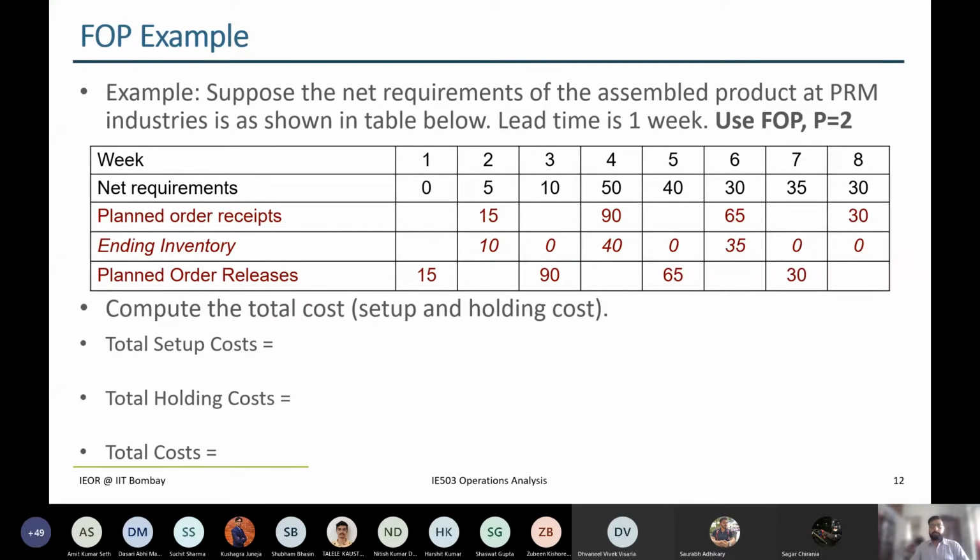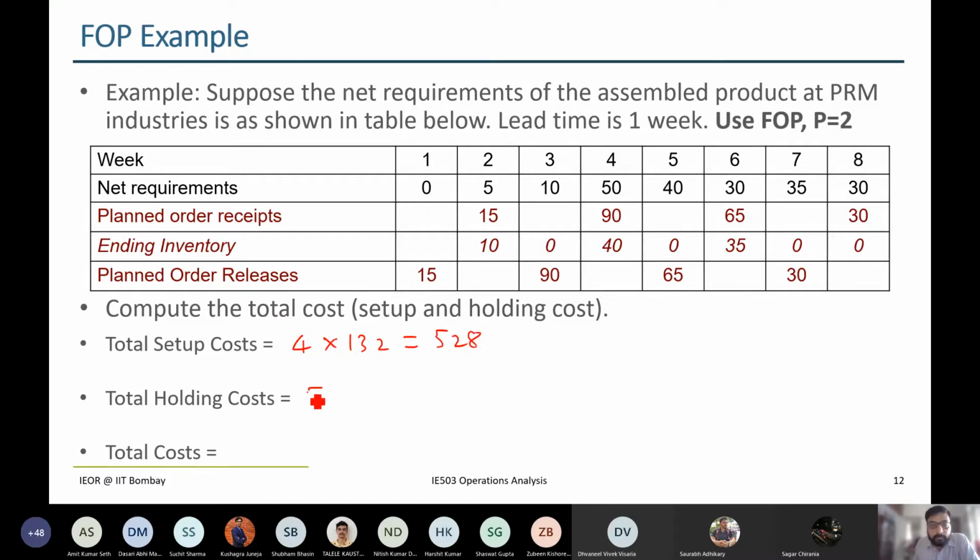Here's the same thing. I just wrote it more neatly. Now again, for this, let us compute the total setup cost and holding cost. Here you can see the total setup cost. Here you observe that the setups happen 4 times, 15, 90, 65, 30. So total number of setups is just 4 multiplied by 132. So the total setup cost comes to 528.